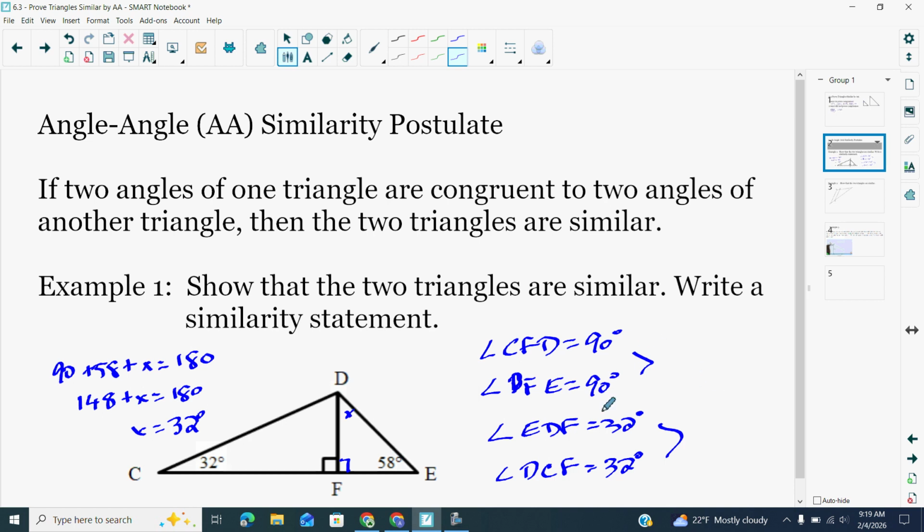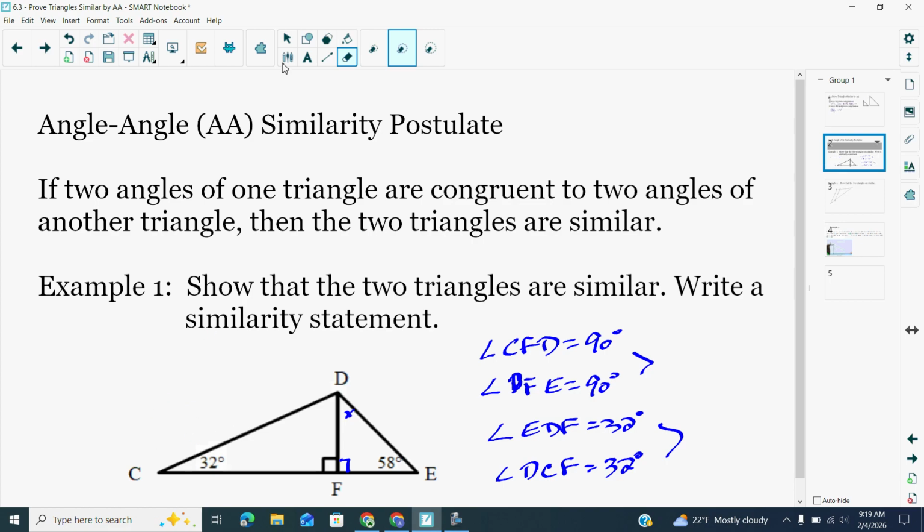Notice we have two sets of congruent angles. We could prove that the third set of angles is also congruent, but we don't need to, though. The angle-angle similarity postulate says that we just need two sets of congruent angles in order to have similar triangles. So to show that the two triangles are similar, we could say by the angle-angle similarity postulate.